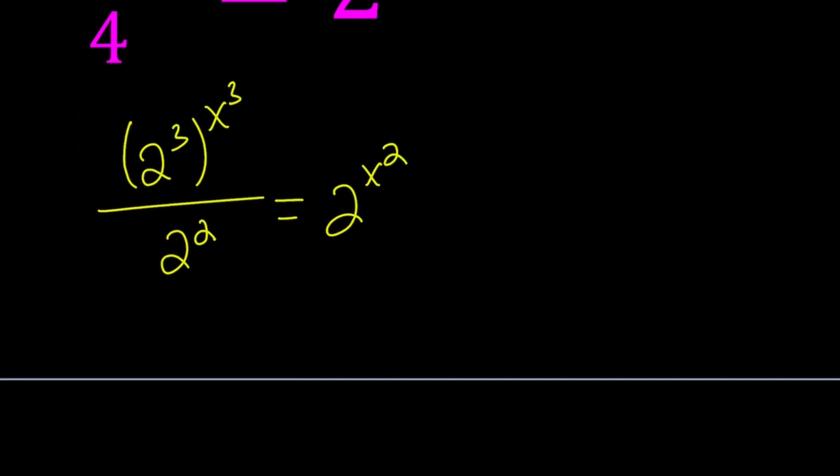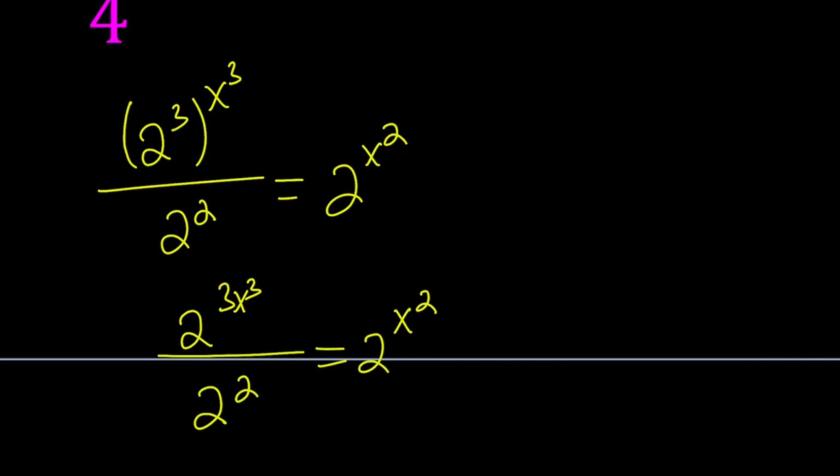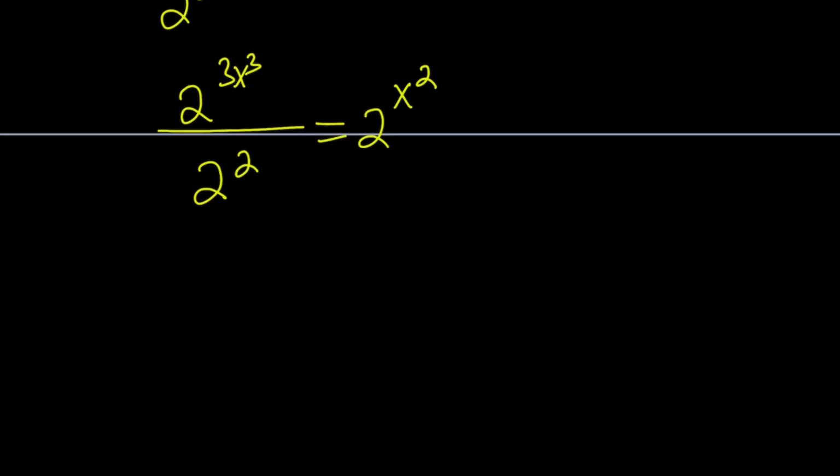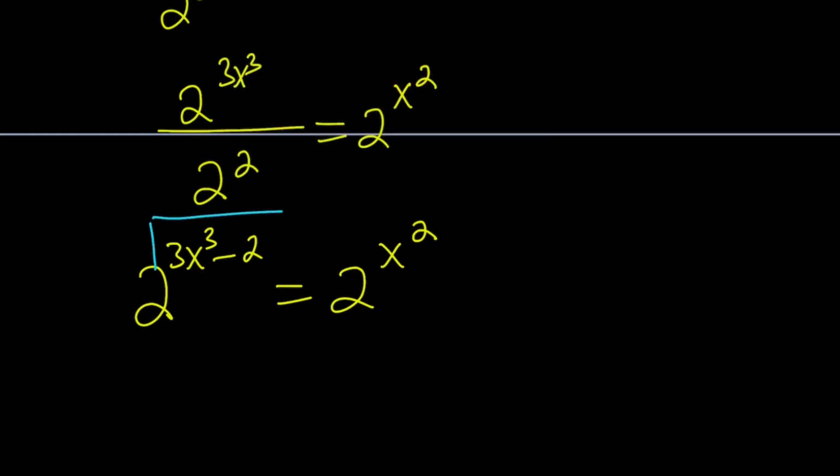Now, we can go ahead and multiply the exponents. 3 times x cubed is 3x cubed. And then I have 2 to the second here and 2 to the x squared. Dividing powers means you're going to subtract the exponents and have the same base. So we're going to get this from here. And as a result, we can safely say that the exponents are equal.